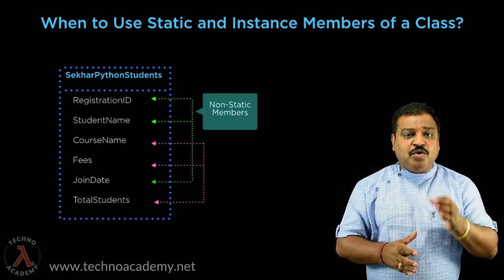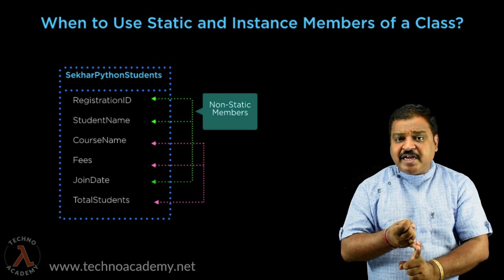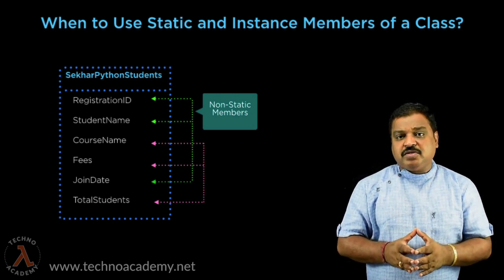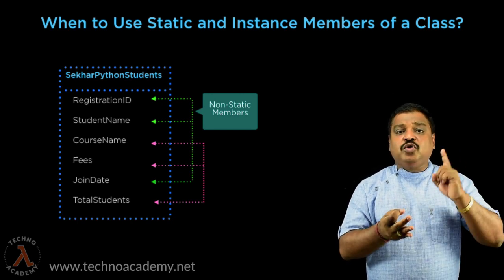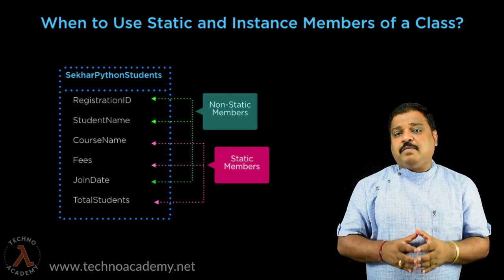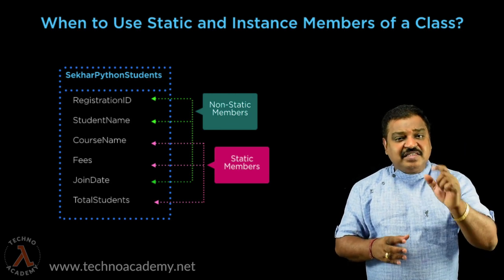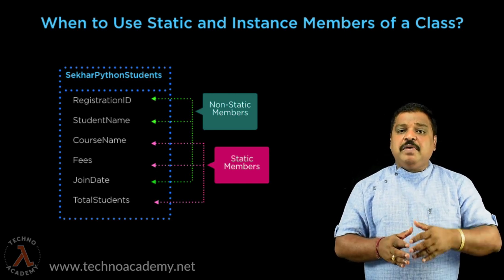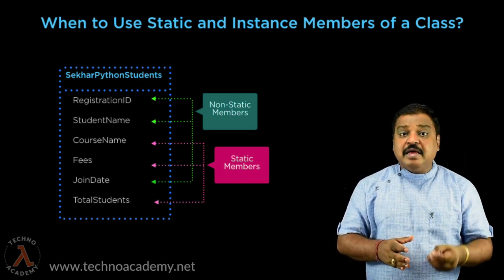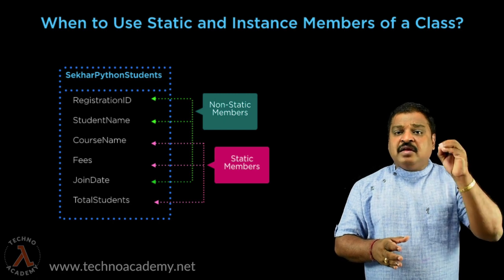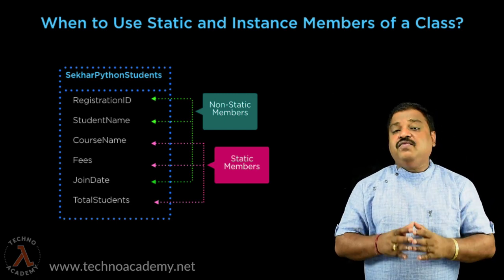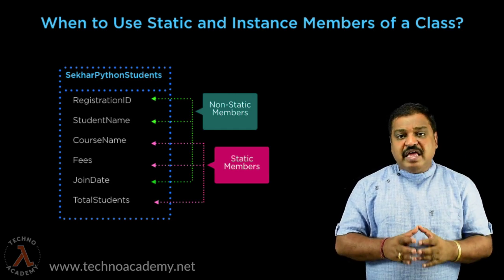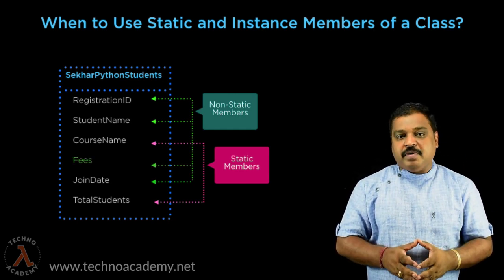So, as per the new requirement, only registration ID, student name and join date will be non-static members. Course name, fees and total students will be static members. Again, if there is a change in the requirement, if we specify that the students will be provided with different coupons, and based on the coupon applied, the fees vary for every individual student, then the fees will not be static anymore. It will become a non-static member.